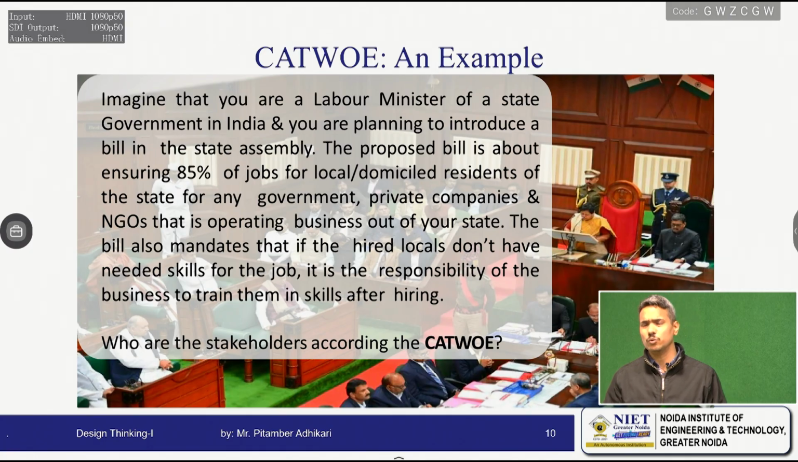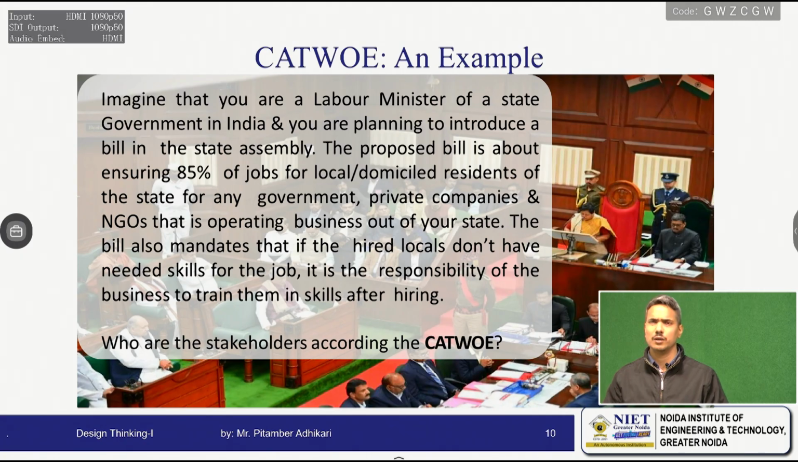Okay, so here is our problem statement. And lastly, it is asking who are the different stakeholders according to the CATWOE. So according to this problem statement, we have to identify different kinds of stakeholders by applying the concept of CATWOE. Okay, so I think the problem statement is clear.